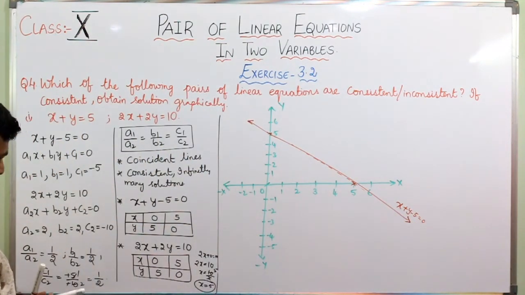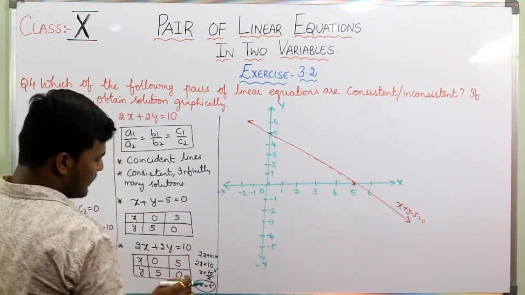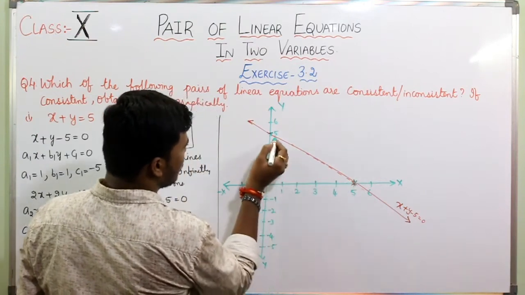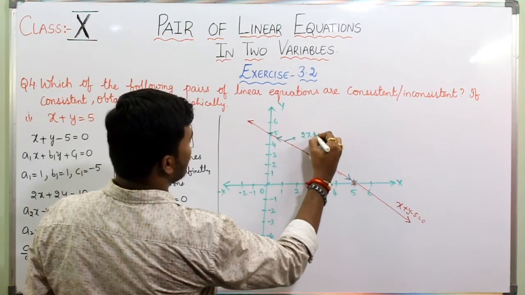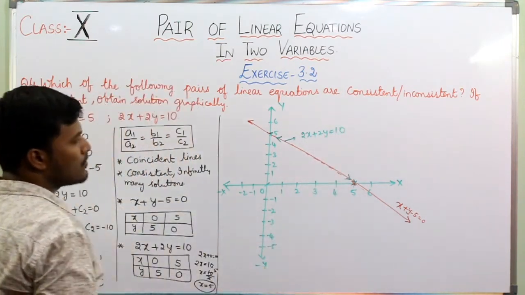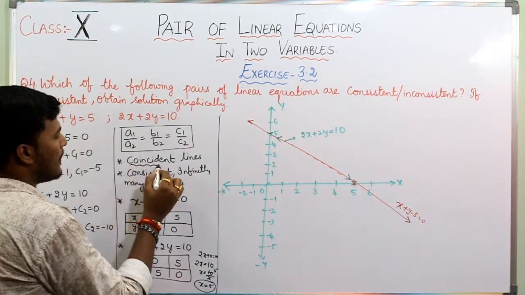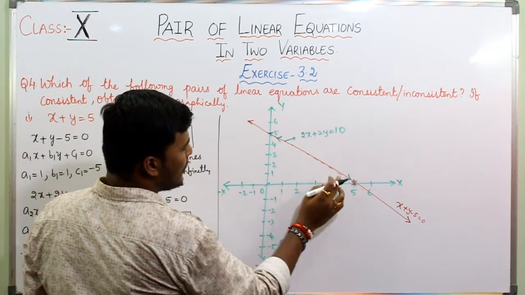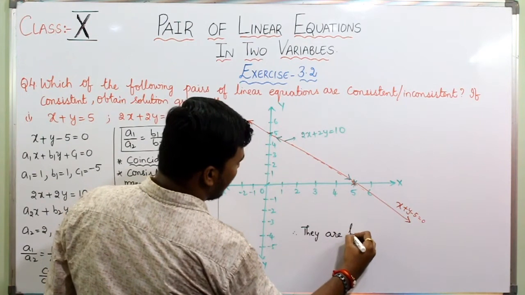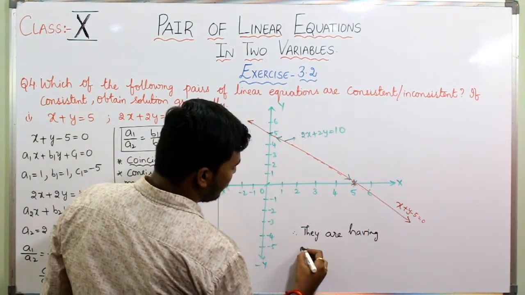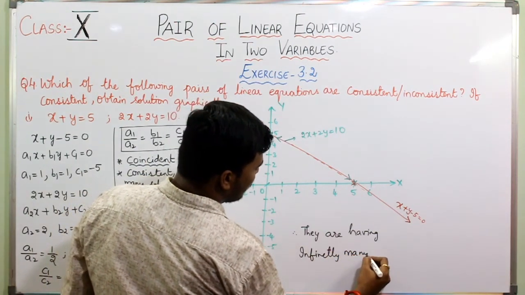And now let us plot the second one. The second one is also 0 comma 5 and 5 comma 0. So you are having the second one also on the same line. So this is the equation 2x plus 2y is equal to 10. As they are consistent, as they are having coincident lines, they have infinitely many solutions. So therefore they are having infinitely many solutions.